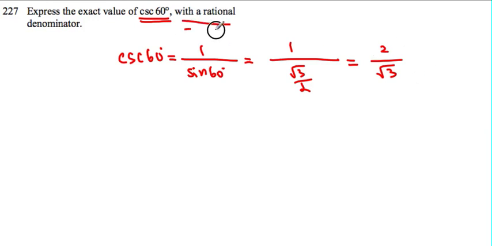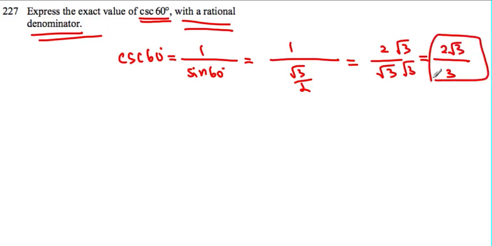Now, that is a correct answer, but they want us to do it with rational denominators. Then I have to multiply top and bottom by radical 3, rationalizing the denominator here. So the denominator becomes 3 and the top becomes 2 square root of 3, and that becomes our final answer.